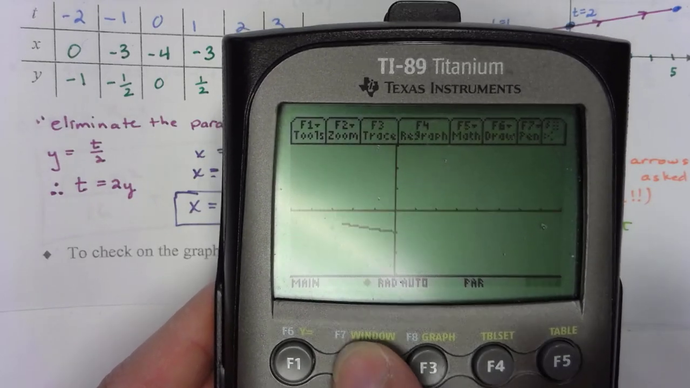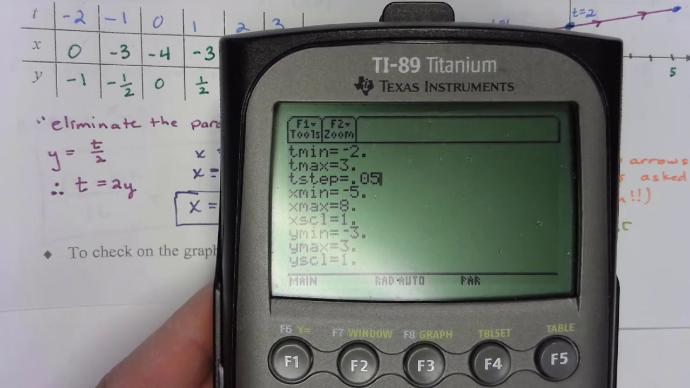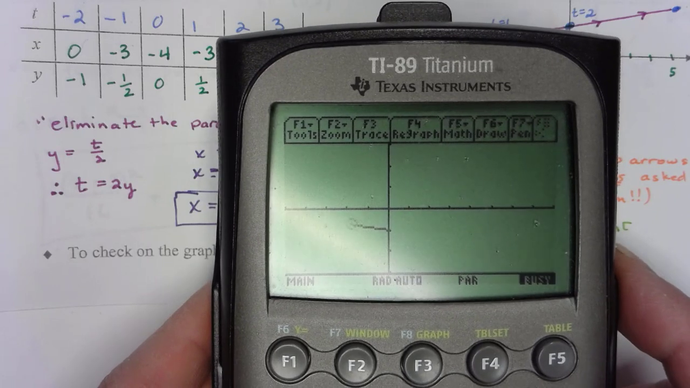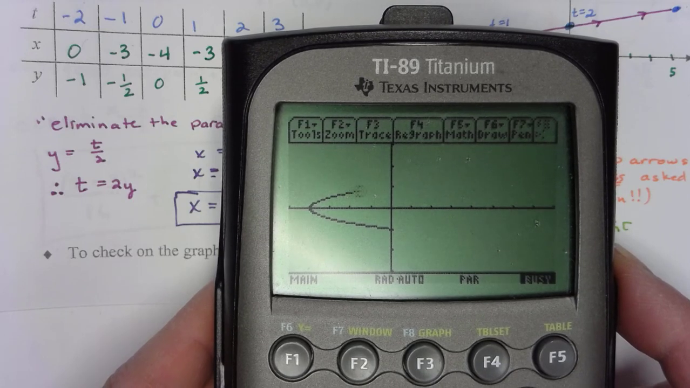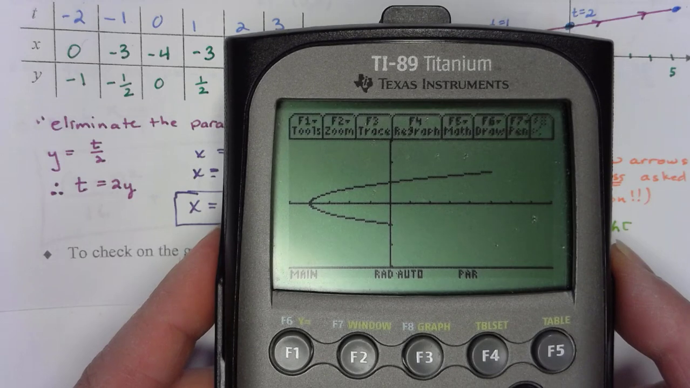I'm going to go back to my window and maybe I'm going to change it to 0.05. Okay? And now let's see what happens. That's nice, right there. 0.05 is giving me a good slowing down as it makes that curve. There we go. Okay, but in most cases, 0.1 is going to work just fine.